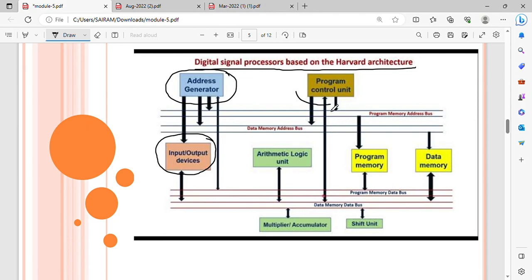And here it is the program control unit. So what is a program control unit? The program control unit will fetch the instruction from the memory and decode it. The memory here is the program memory and the data memory. I'll just tell you about the program and data memory in a small, brief manner.